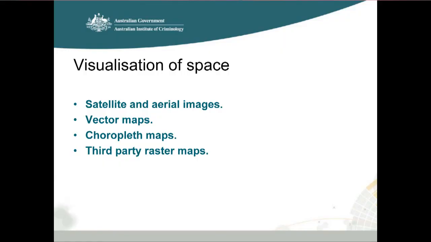Now, turning to visualisation of space, we've got four main ways. We've got satellite and aerial images, which you're very familiar with. Vector maps, which are maps with little dots on them. Choropleth maps, which I'll show you in the future, and third-party raster maps.